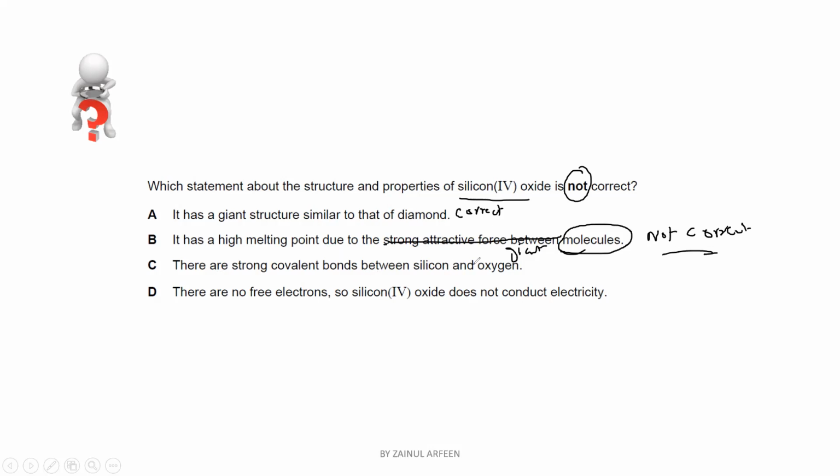There is a strong covalent bond. A covalent bond is always strong, so that is correct. And there is no free electron in silicon dioxide. That's why it does not conduct electricity. So silicon dioxide does not have any free electron. That's why it cannot conduct electricity. So statements A, C, and D are the right statements. Statement B is not the right statement. That is why it is the answer. Is it clear? Why B is the right answer for this?